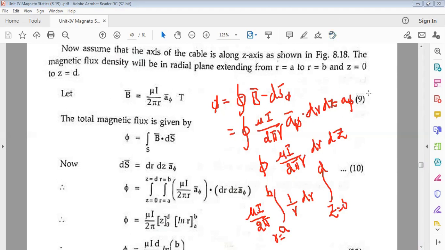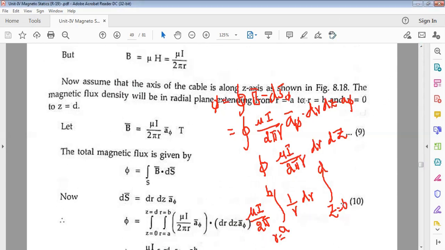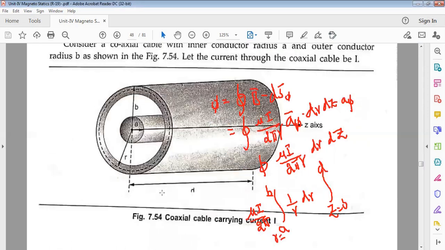Got it, my students? In the coaxial cable diagram showing here, see the length is D. The radius of the inner cable, the inner circle, is A and the outer circle is B. So the Gaussian surface is in between A and B. Okay.